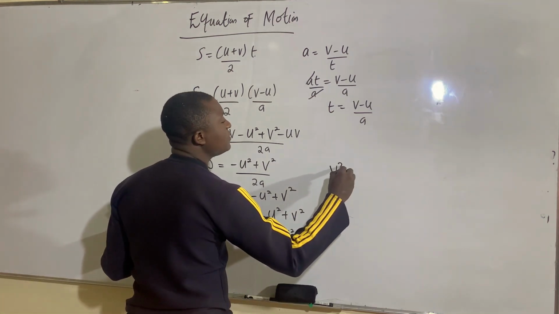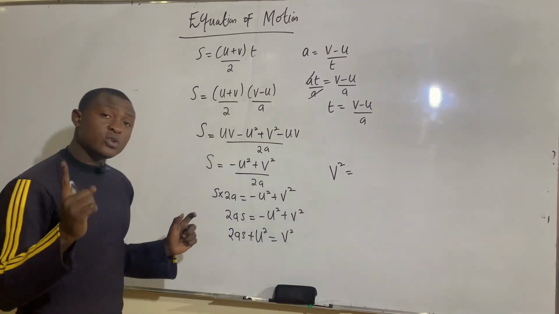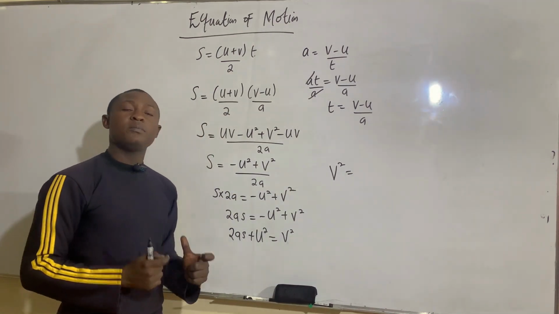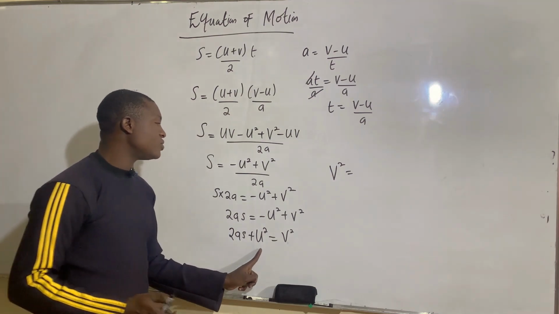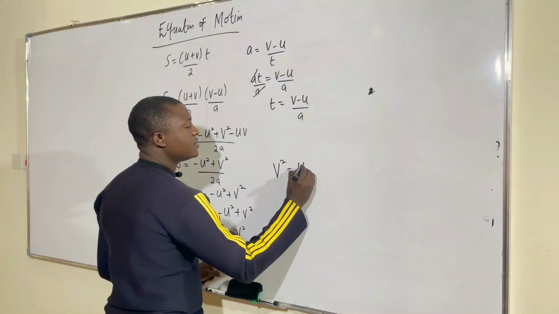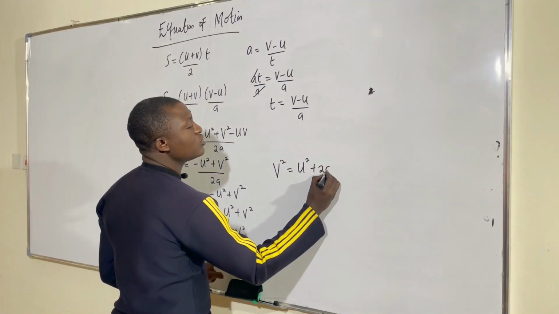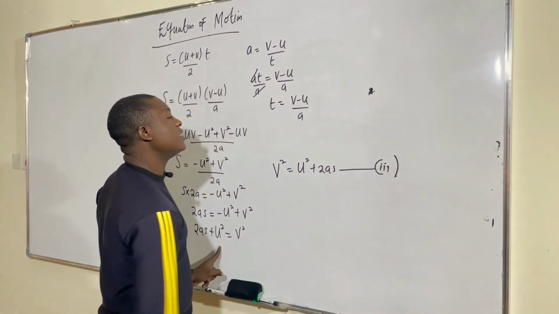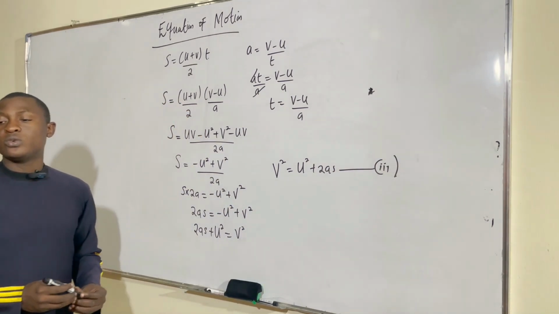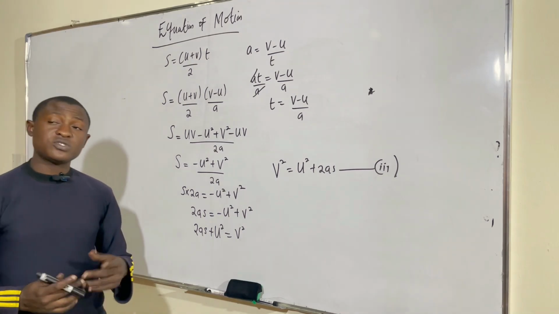So here we have v squared equal to, as I told you earlier, b plus a is nothing but a plus b. So if you have 2ax plus u squared, you can write it as u squared plus 2as. This one is known as equation 3. This is the third formula for equation of motion. You can see the derivation is also simple.